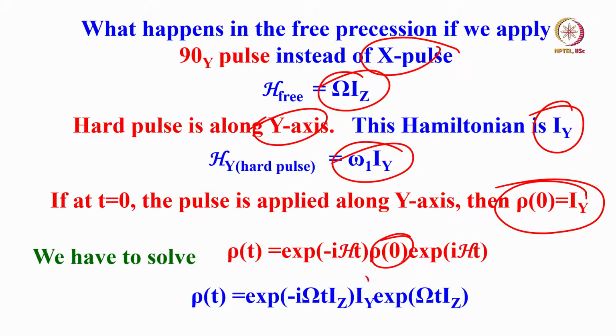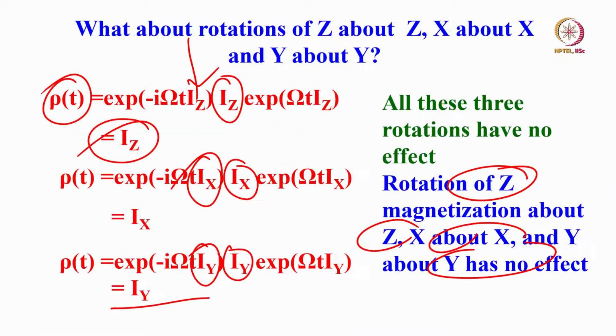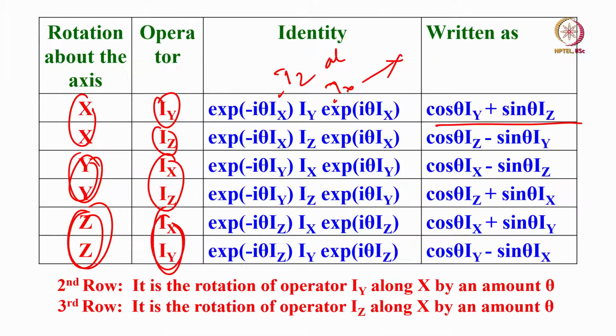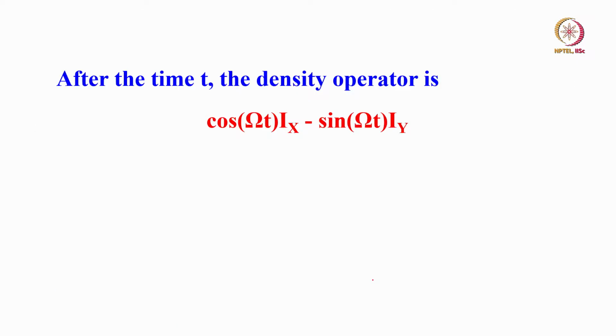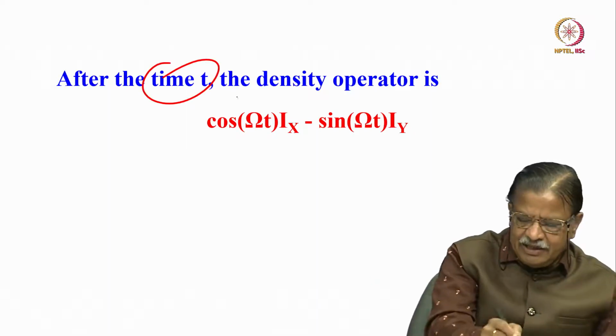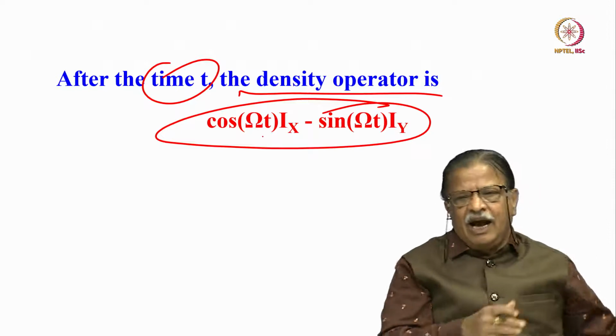This is the operator that is rotated about z axis, because free precession rotation is about z axis. This is the operator that you are rotating. Now, Iy is rotating because you are applying the pulse along y. Iy operator is rotated about z axis. So, what do you have to do? Go back to your table here. Iy rotated about z axis. Simple. This should be the solution. Simply write down those equations for this now. After the time t, the density operator is simply written by this. What I did is I copied from the table, that is all.